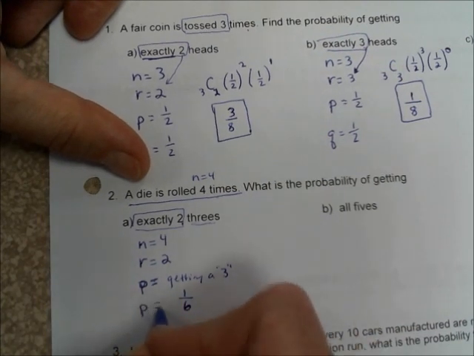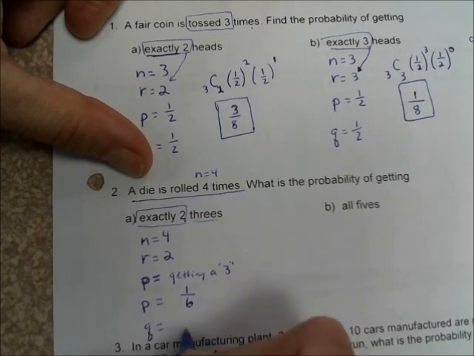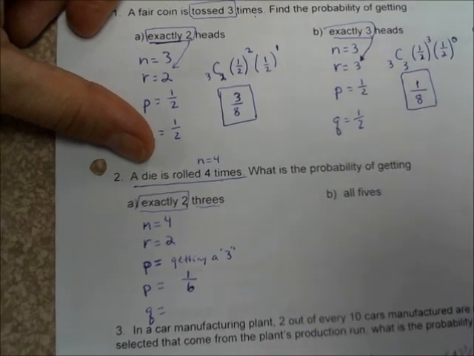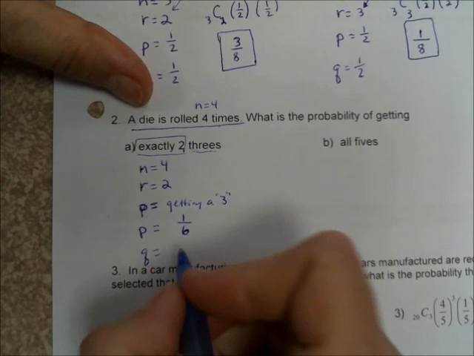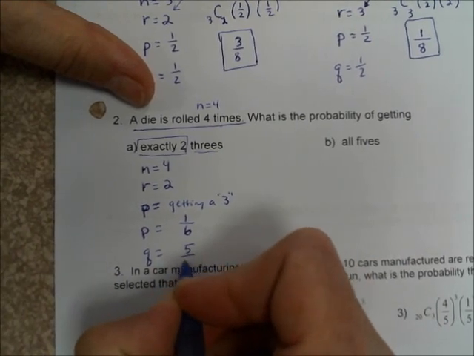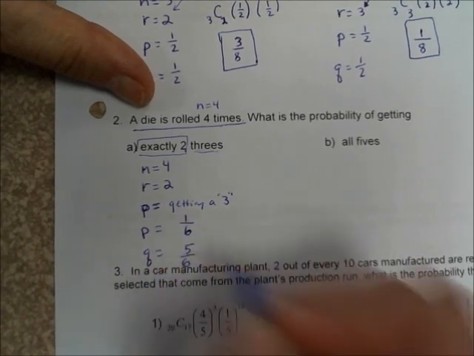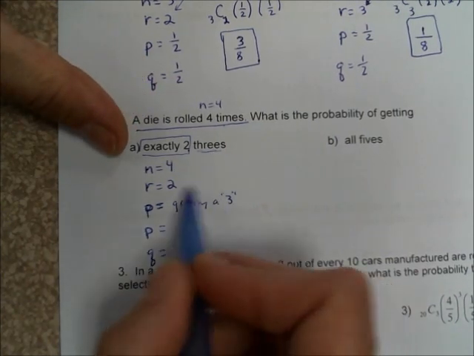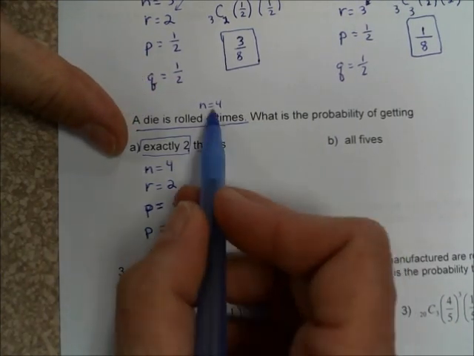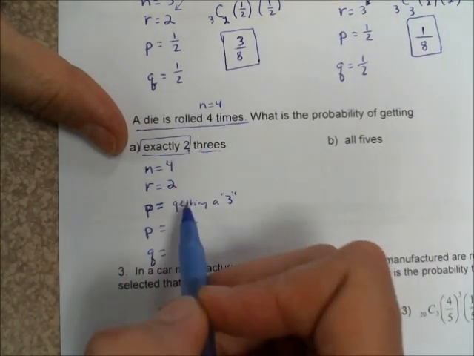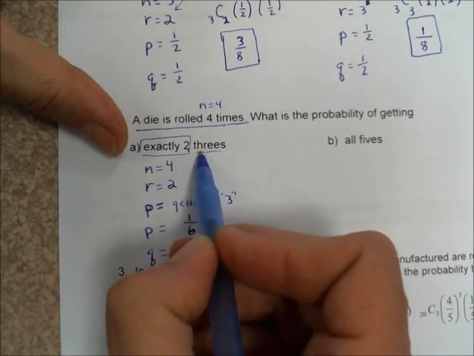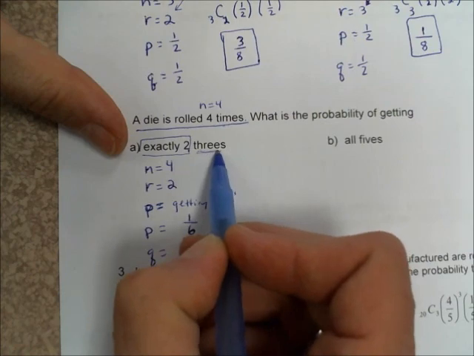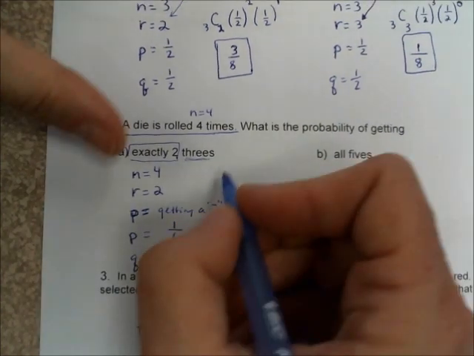So that's your p-value. Now Q and P have to add up to 1. So 1/6 plus what is equal to 1? 1/6 plus 5/6 is equal to 1. So the P is 1/6 and the Q is 5/6 in this situation. So just think about when you're trying to figure out P, when you're performing this activity exactly once, what is your probability of getting a success, which is a rolling of a 3?